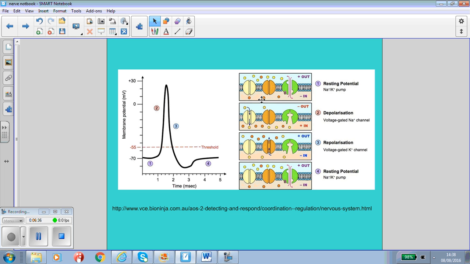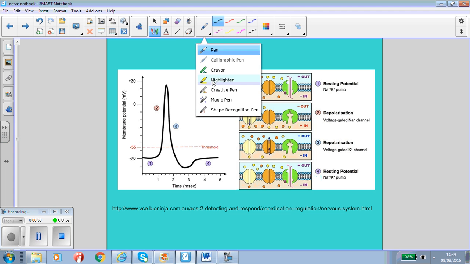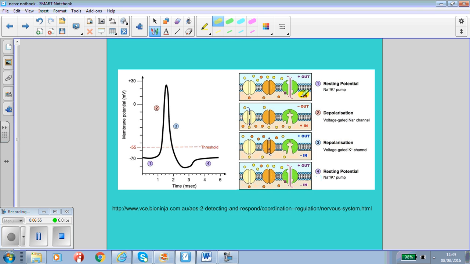intracellularly, we have these orange dots, and those are potassium ions, and they have a negative charge associated with them. So the internal aspect of the cell is negatively charged. I'm just going to highlight that so you can see. So negatively charged internal aspect because of these potassium ions.